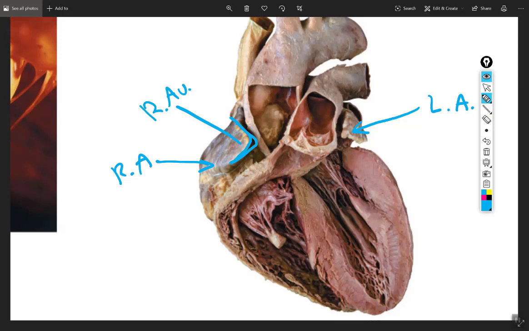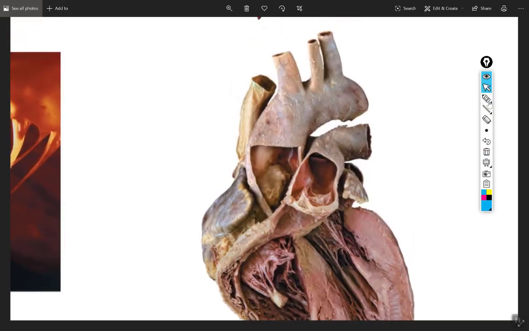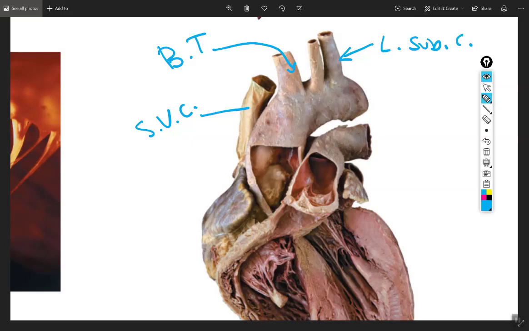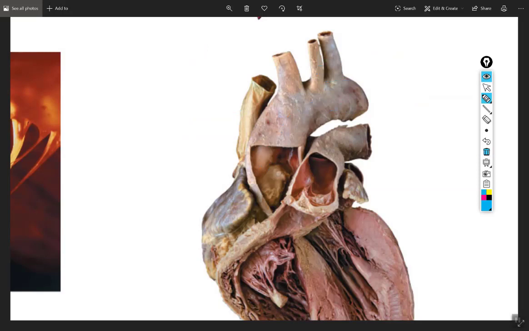Okay, and then if we move a little bit upward, which I can't do while my illustrations are intact, so let's just erase those and move up, we can see the superior vena cava. Here is the brachiocephalic trunk. That makes this one the left subclavian. And then this little guy right here is the left common carotid. And this is the ascending aorta and the aortic arch right there. So that is the internal anatomy of the heart front to back.